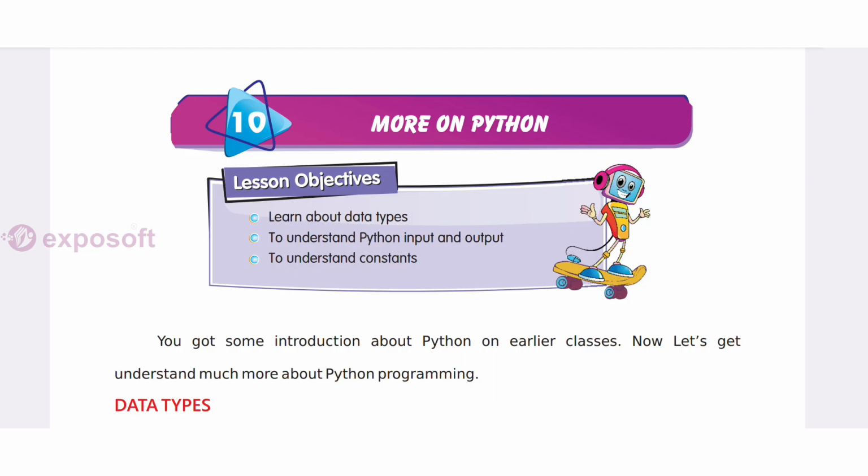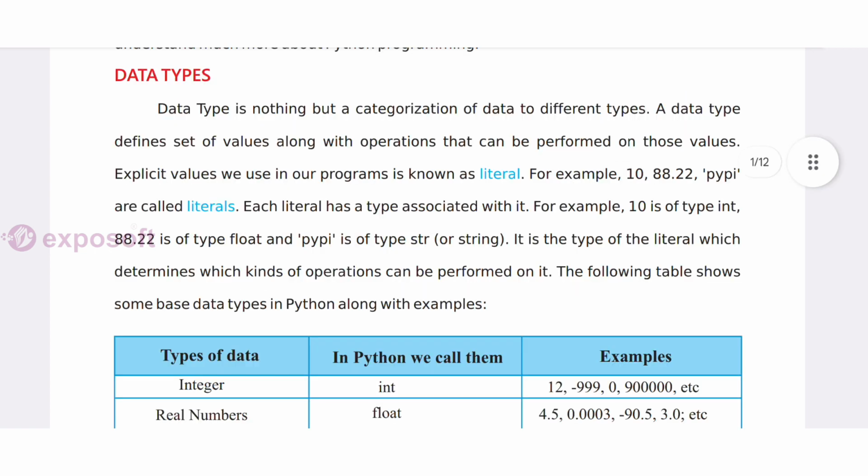Chapter 10, More on Python. In this chapter, we will learn about data types, Python input and output, and constants. Data types. Data type is nothing but a categorization of data into different types.